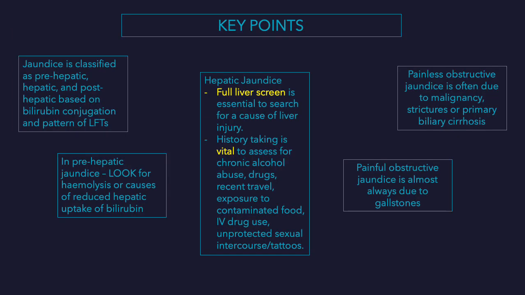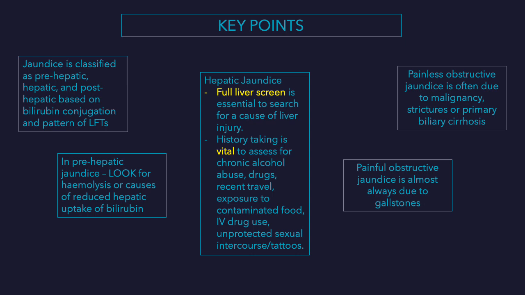So thank you for bearing with me until this point. I would like to end with a few key points. Jaundice is classified as prehepatic, hepatic, and post-hepatic based on whether the bilirubin is conjugated or not and the pattern of the liver function test. Your urine and stool color will be very helpful in identifying initially what category this belongs to before the results of your LFTs come out.